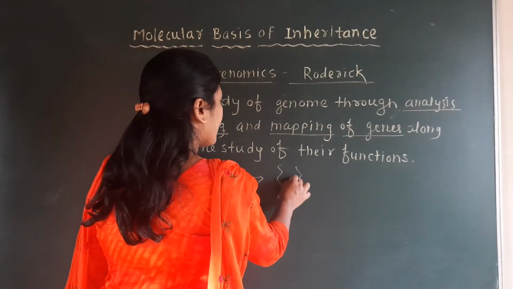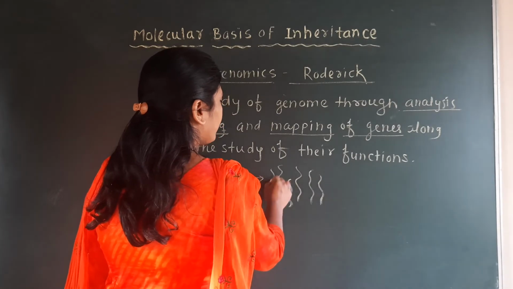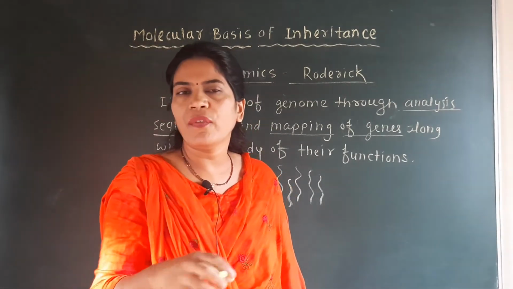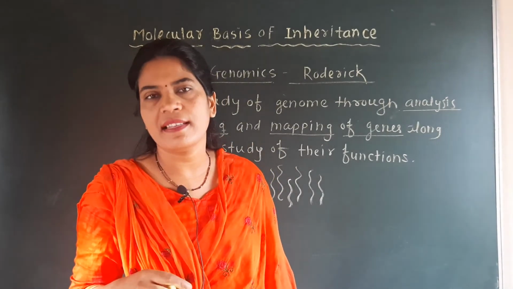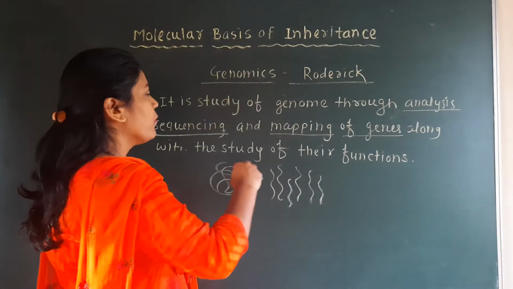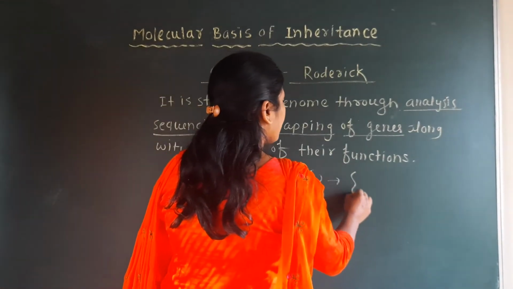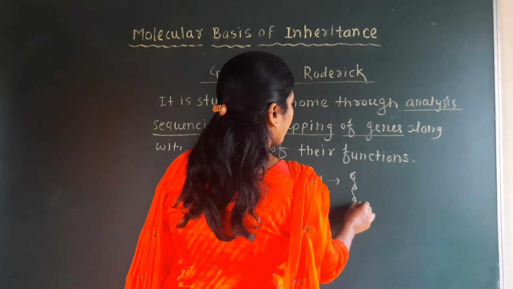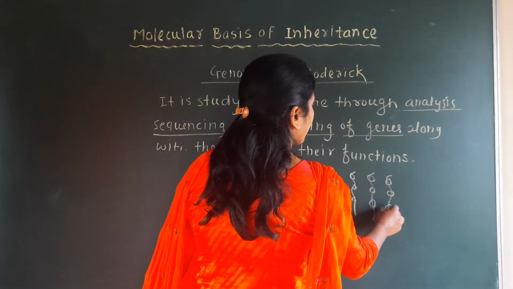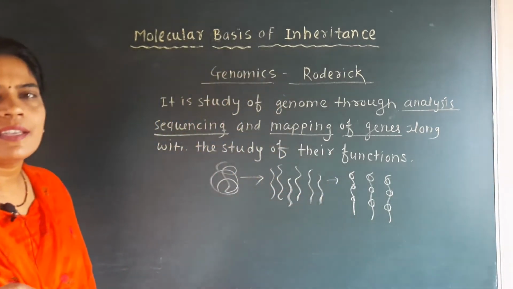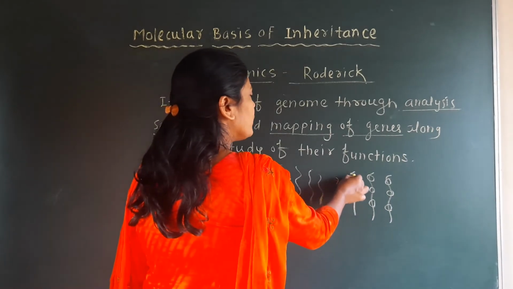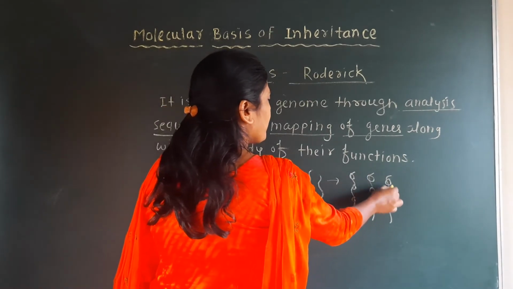It is easily analyzed how the fragments of the DNA are there, how that DNA can be organized in a different pattern, that is called an analysis. In detail, there will be a study of the DNA. Then sequencing: this DNA carries the genes, so how the sequence of genes is on that DNA can be studied here, and that is called the sequencing of the genes. And the mapping of genes means the distance between the two genes.